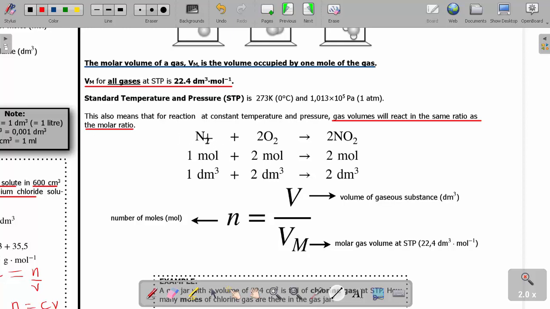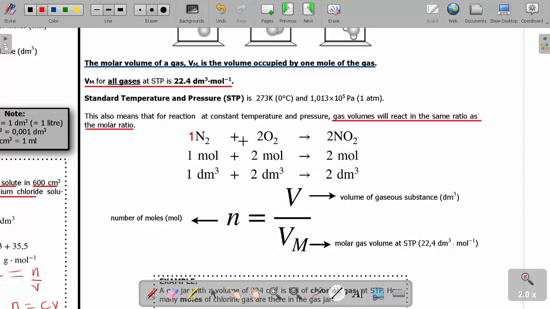For example, if this is nitrogen plus oxygen to give nitrogen dioxide, you see here this is 1 plus 2 to give 2. So because of this, it means that actually 1 mole of nitrogen reacts with 2 moles of oxygen to give 2 moles of nitrogen dioxide.